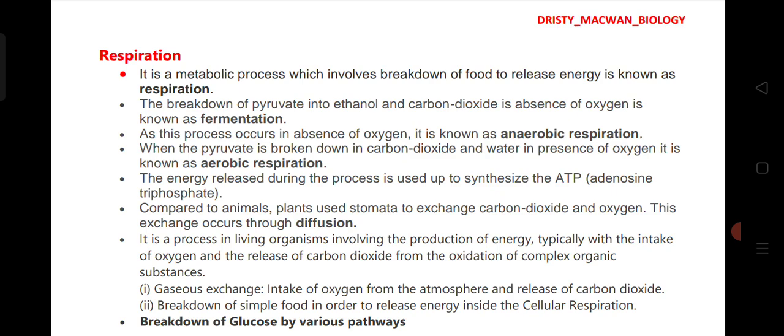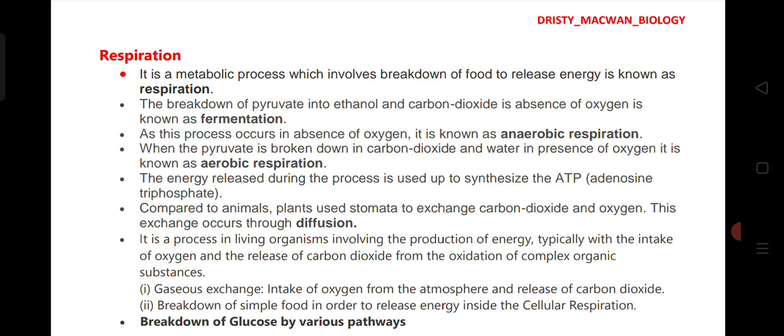Now we are going to see what exactly respiration is. It is a process in living organisms involving the production of energy, typically with the intake of oxygen and the release of carbon dioxide from the oxidation of complex organic substances. So what is the definition of respiration? It is a process in living organisms.